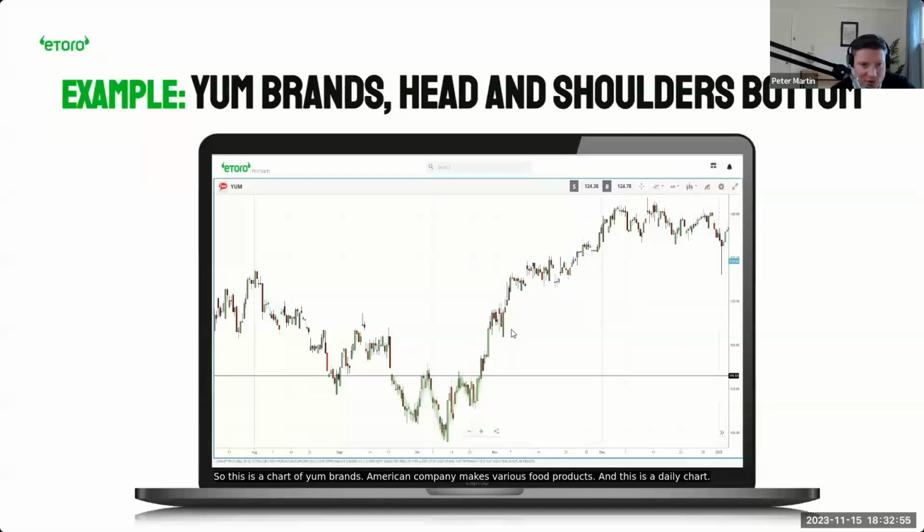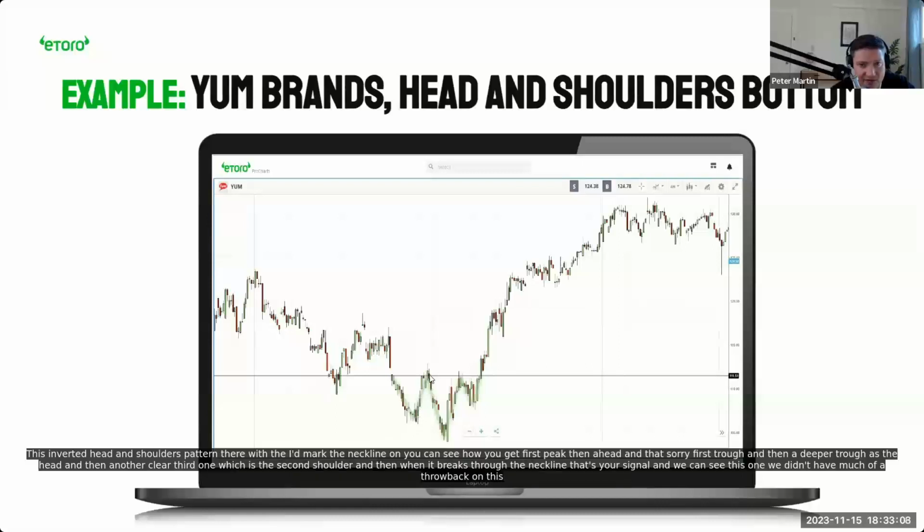It makes various food products. And this is a daily chart, and it's back in, I think that must be late 2022. So we can see this inverted head and shoulders pattern there. I've marked the neckline on.